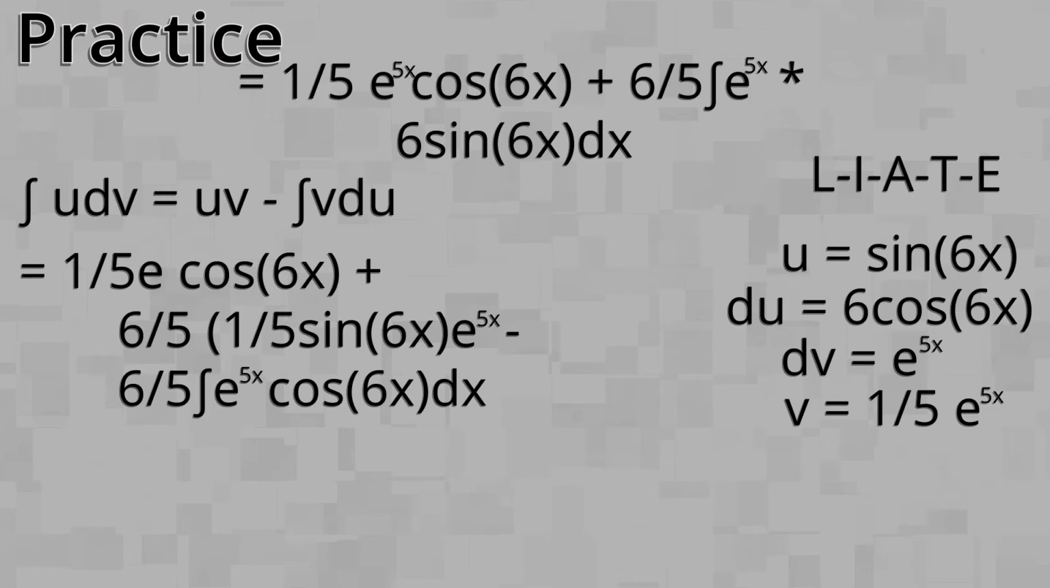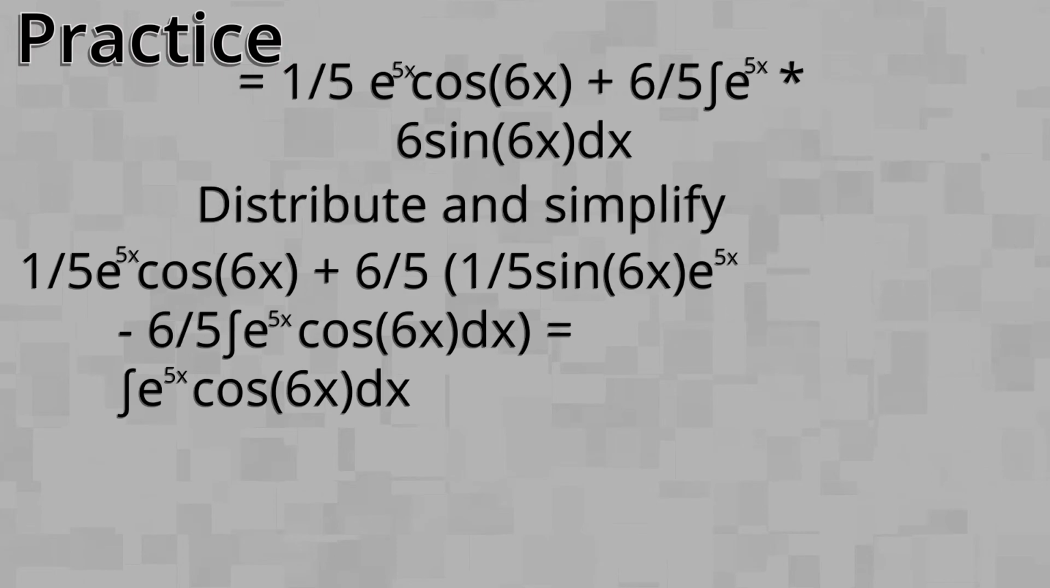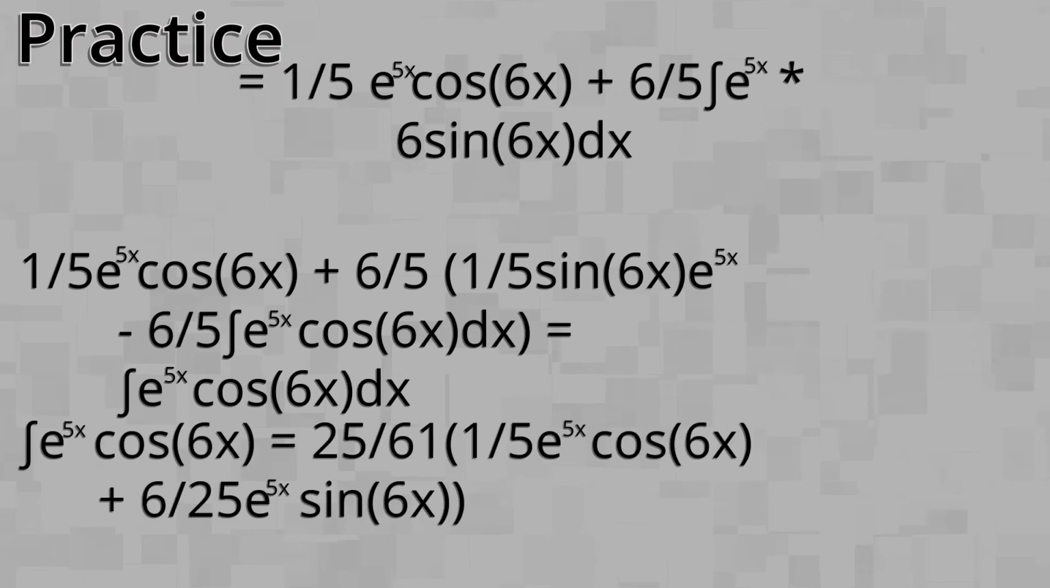You'll soon notice that the integral, again, is not able to be simplified. Well, that's because we haven't plugged back in the integral of u dv, the beginning part of our equation. If we do that, we're able to simplify the integral and get an answer of 25 over 61 times the quantity of 1/5 e to the 5x times cos 6x plus 6/25 e to the 5x sine 6x. And that's a quick introduction to integrating by parts.